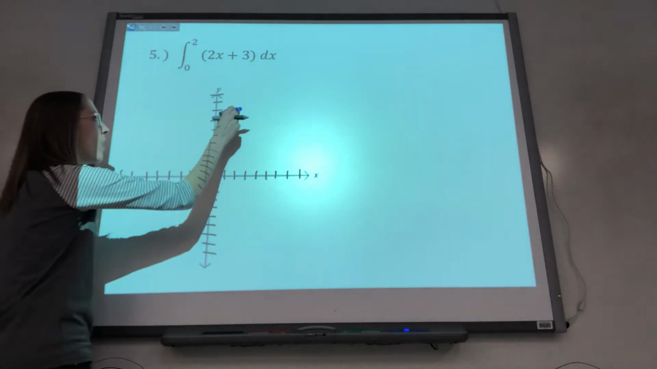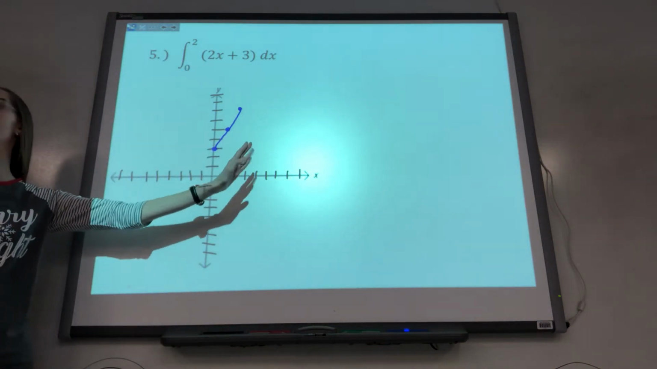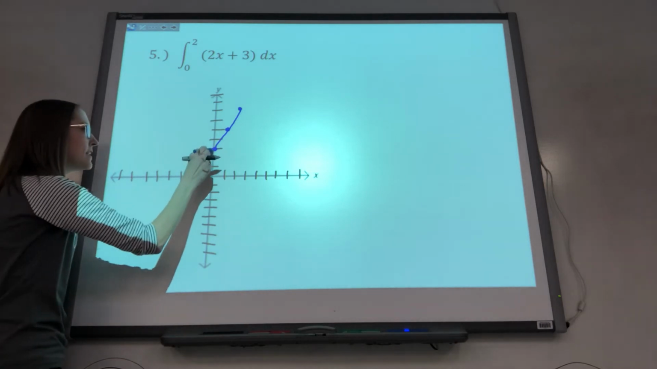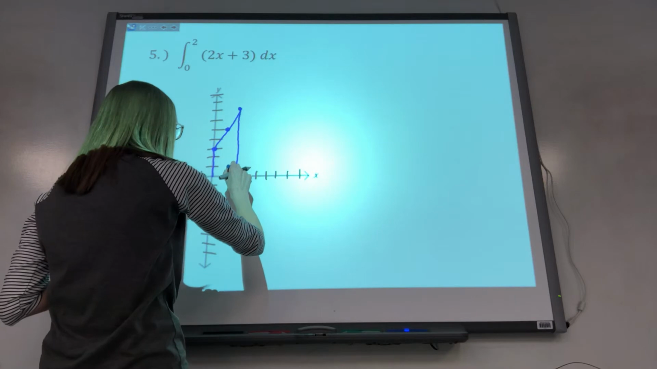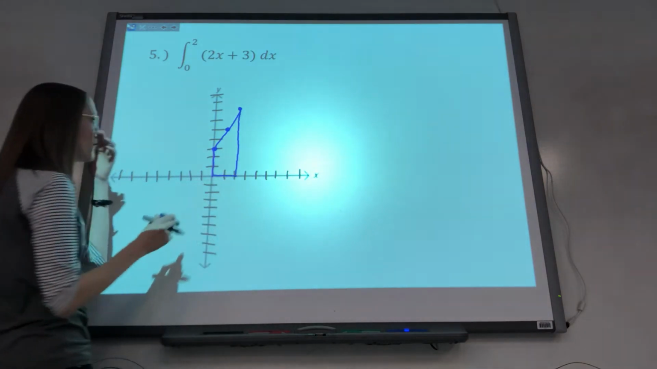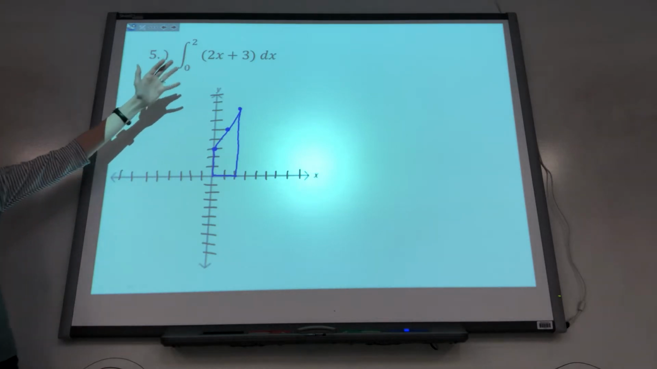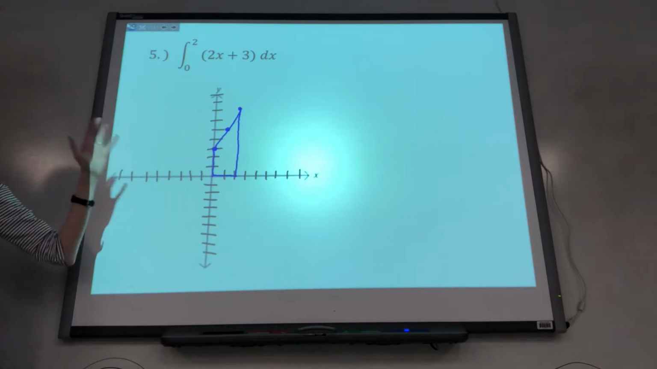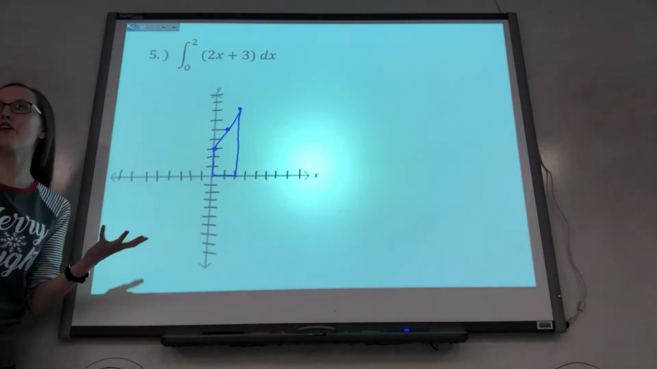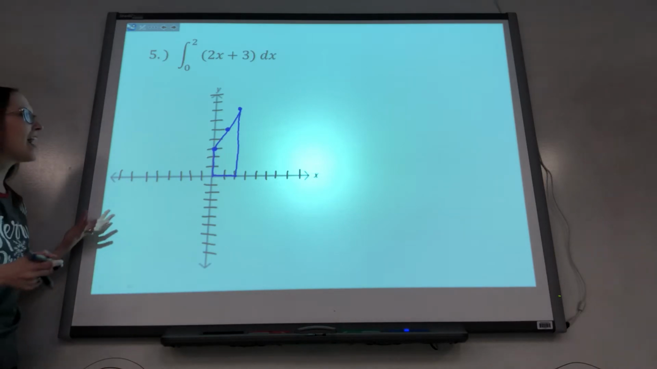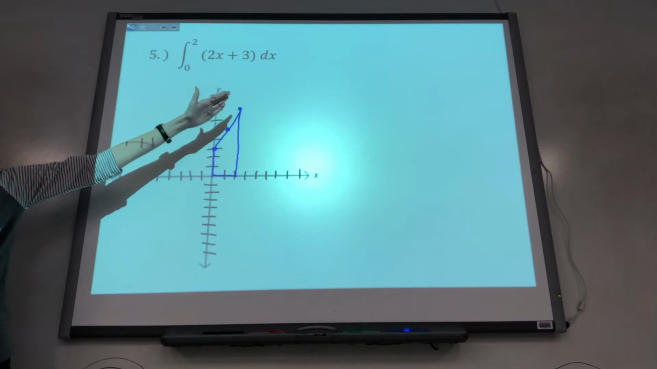The interval only goes from 0 to 2. We're talking x's here, 0 to 2. So I don't even really have to do my rise over run anymore to get more points, because again, I only care about the x's from 0 to 2. This shape is a little bit different than last time. It's not exactly a rectangle. Part of it kind of comes to a point up here.